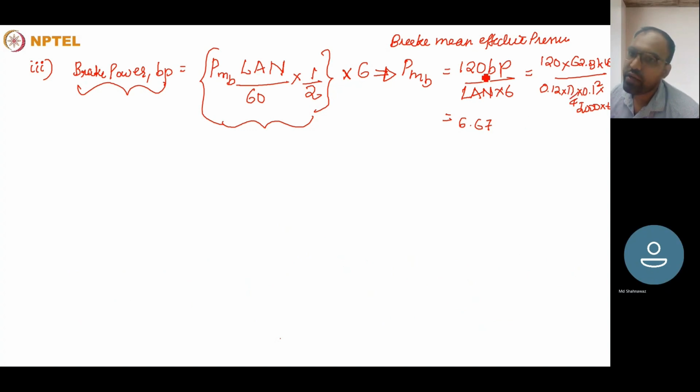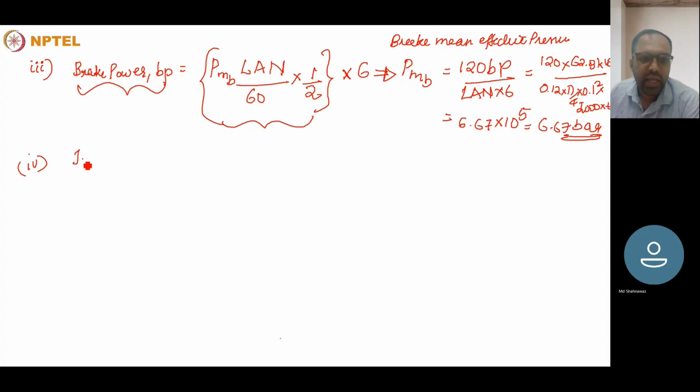So we have to divide it by 2. That 2 we have multiplied on the numerator. That's why this 60 becomes 120, for the number of cycles per second. So the value will be coming around 6.675 bar.